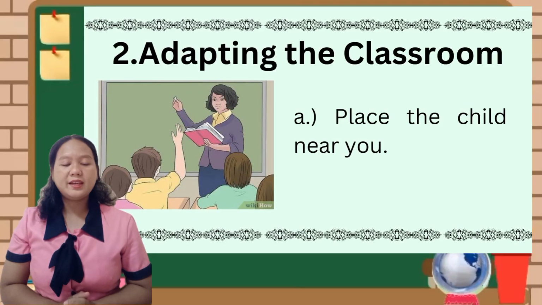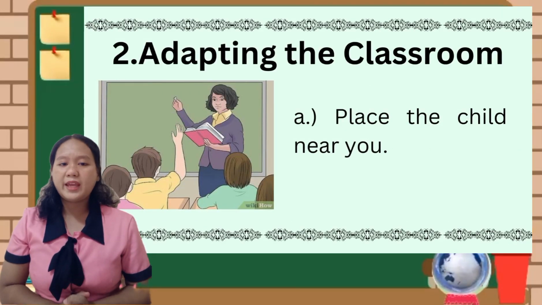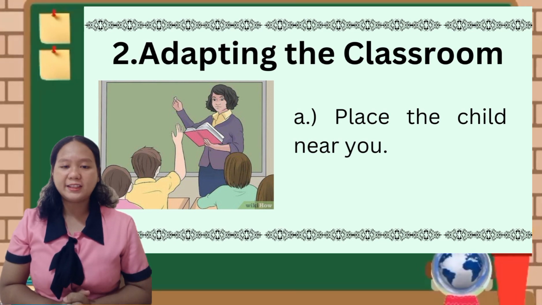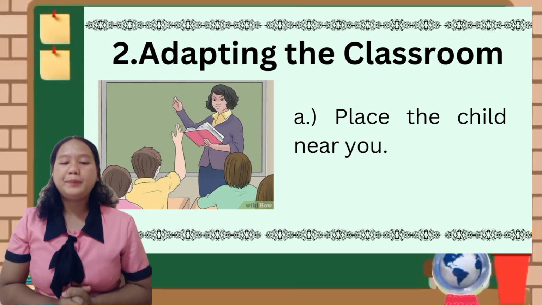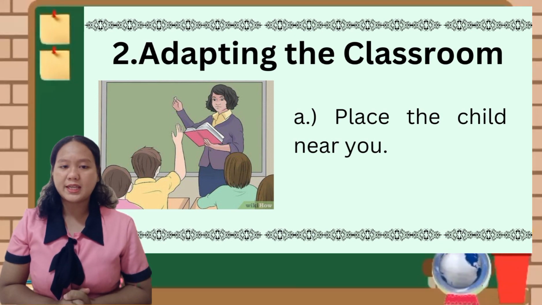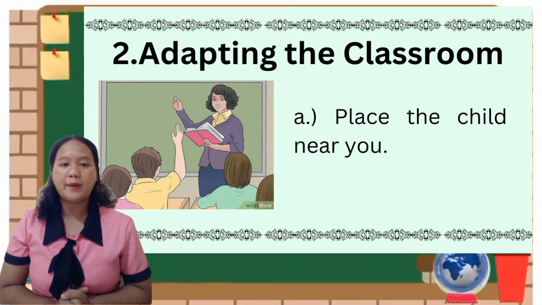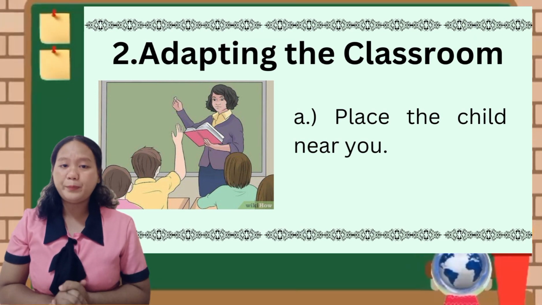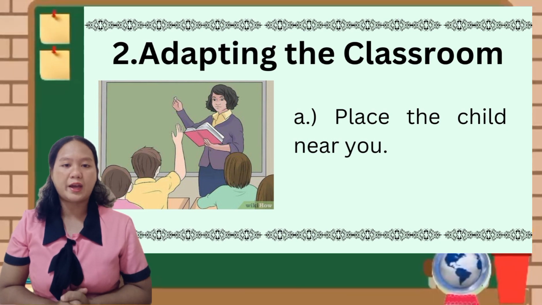Second, adapting the classroom. So you need to make them adapt to the classroom environment. That's why the following has to be observed. A. Place the child near you. If the child has a visual disability, placing him or her near or at the front of the classroom can help him or her see better and be more engaged in lessons. This can also help you keep a close eye on the child, supervise their behavior, and spot any emotional issues.